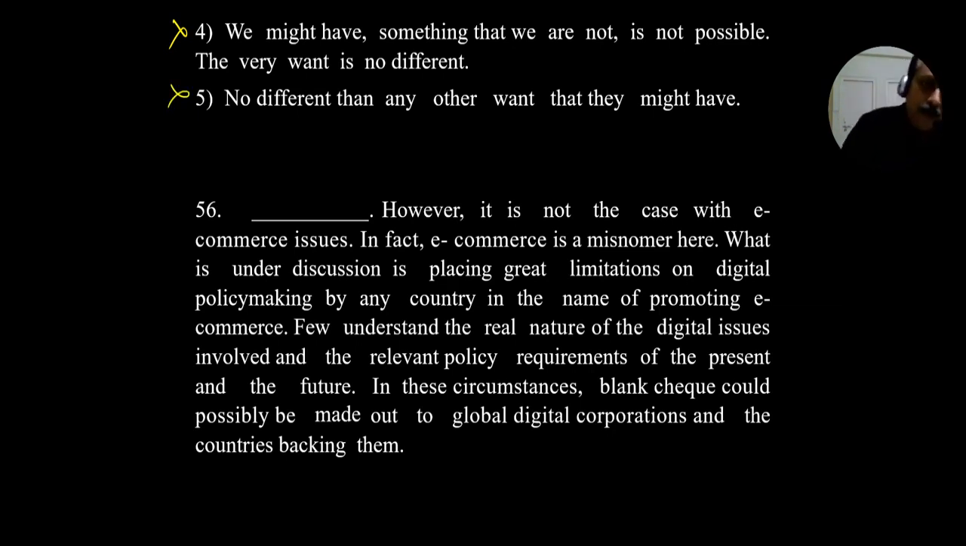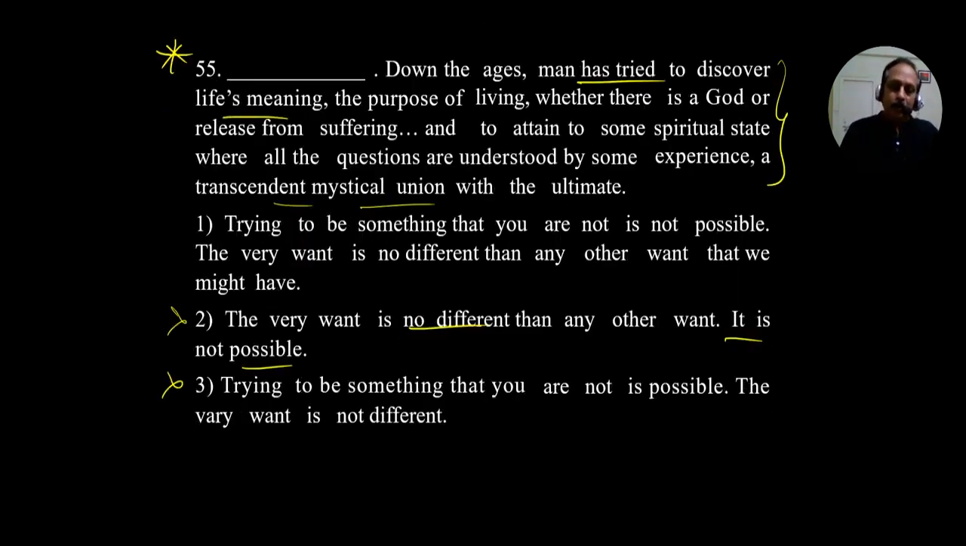Always remember, all these questions deal with the first sentence. The first sentence should talk about what the paragraph is about, one thing, whether it is crystal clear or not, second thing, whether grammatically it is correct or not, the third thing. Based on that, the very want, the first option, what is it? Answer first option. Trying to be something you are not, that you are not, is not possible. The very want is no different than any other want that we might have. Down the ages, trying to be something that you are not is not possible. So to substantiate that statement, down the ages, man has tried to discover life's meaning. And do remember, answer is the first option here.